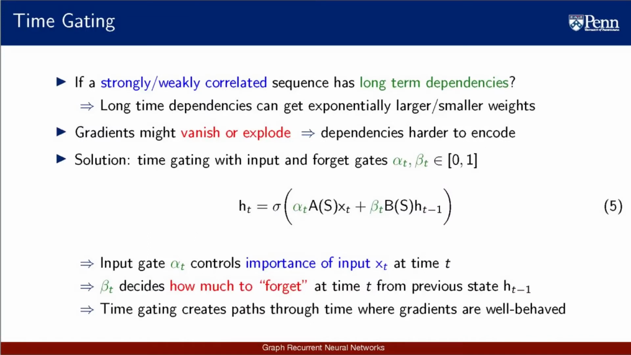The basic GRNN, or any RNN, is bad at working with strongly or weakly correlated sequences that have long-term dependencies. They might get assigned exponentially larger or smaller weights, causing the gradients to explode or vanish. Normally, this is solved by adding input and forget gates, represented by the scalars alpha_t and beta_t respectively. Both of these gates take values between 0 and 1. Alpha_t controls the importance of x_t at time t. Beta_t controls how much weight we give to the previous state h_{t-1}. This mechanism, which we'll call time gating, prevents the gradients from exploding or vanishing, therefore improving the learning process.